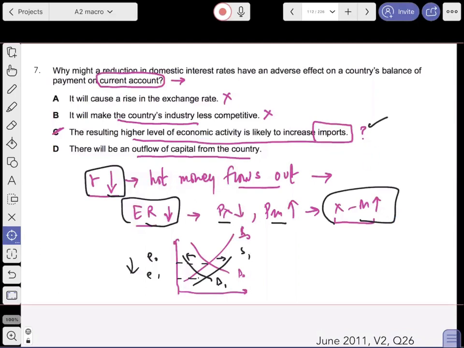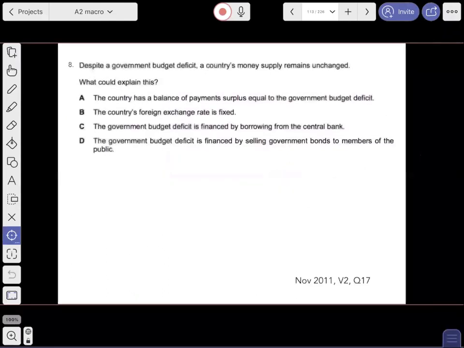So the resulting higher level of economic activity is likely to increase imports, and can cause the current account to worsen if the interest rates are going down in the economy. So C is the right answer. Okay, are we good? Does that make sense, guys? Let's move on to do one last question because it's 4:55.